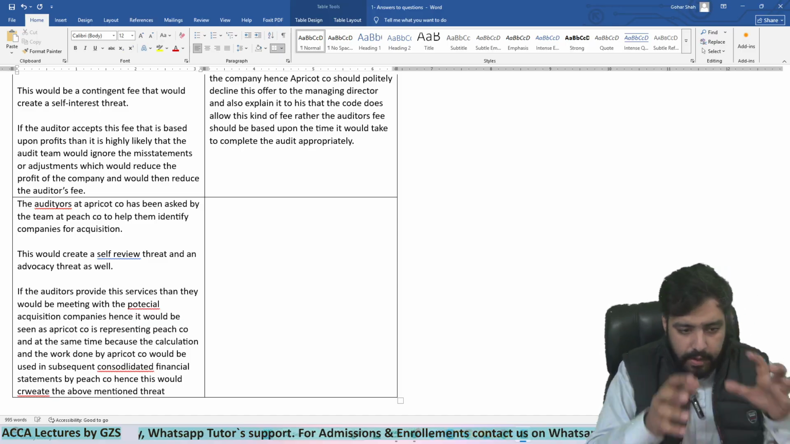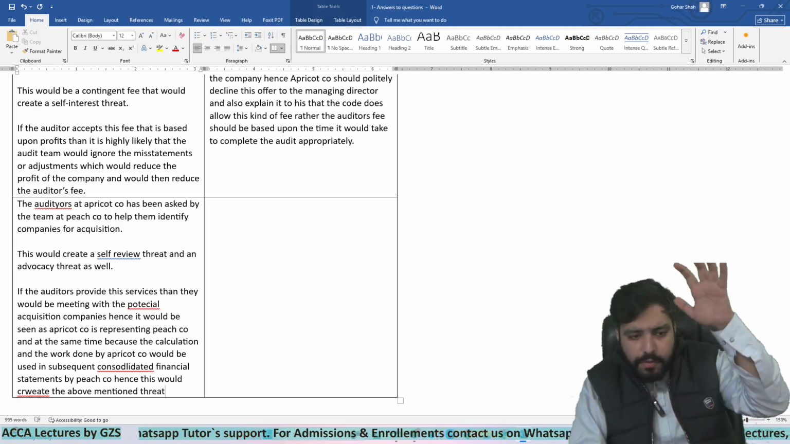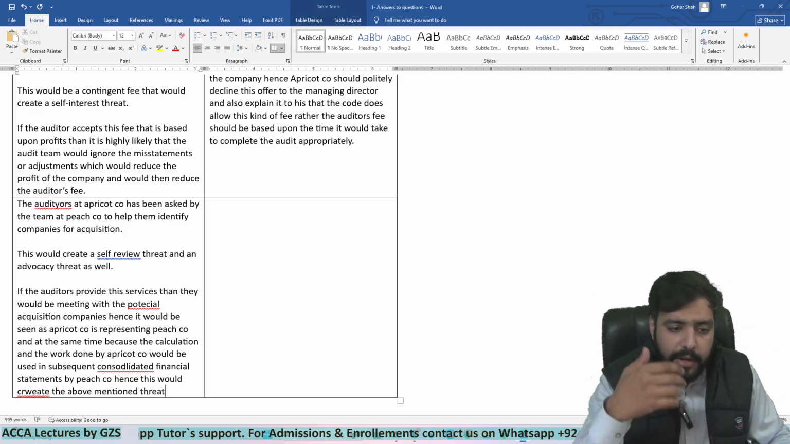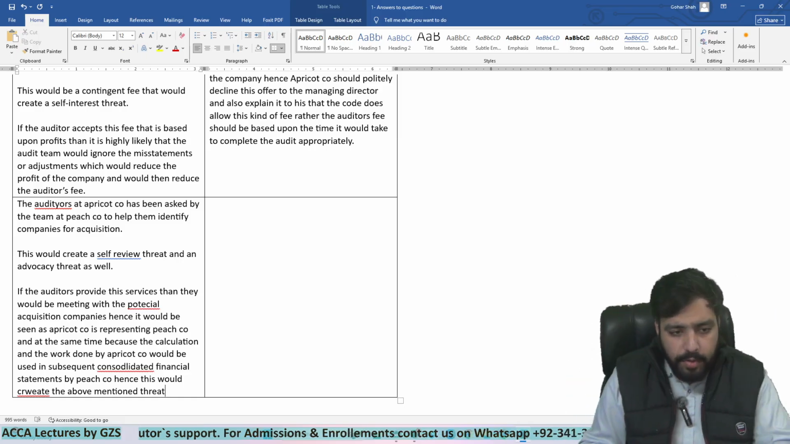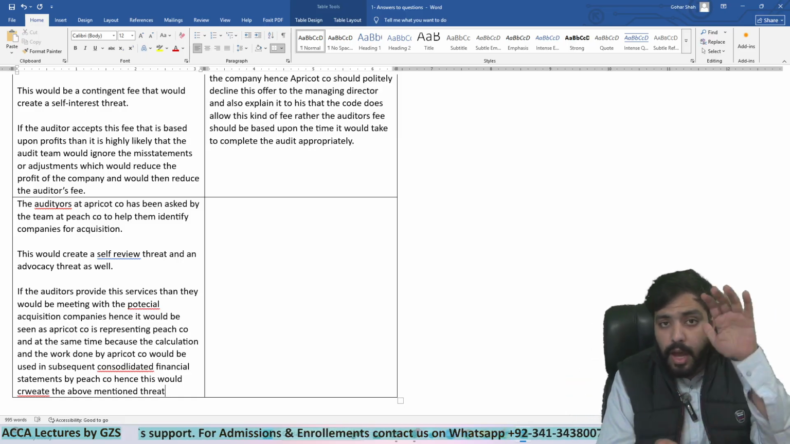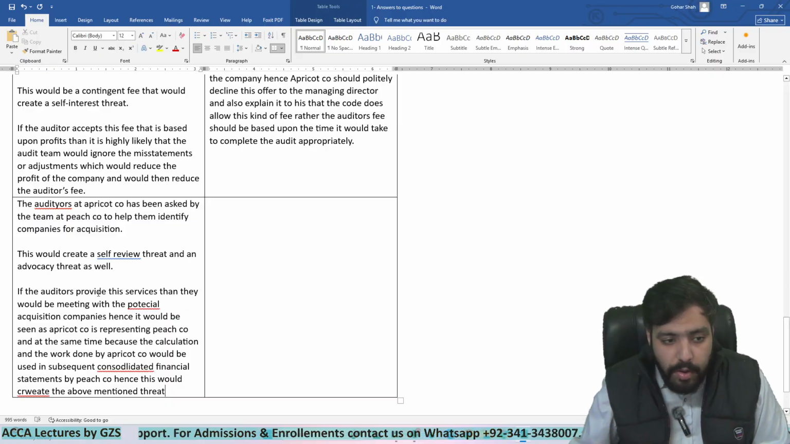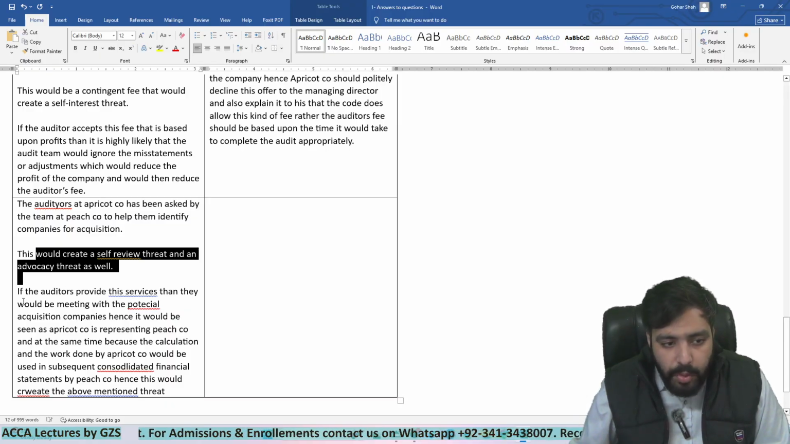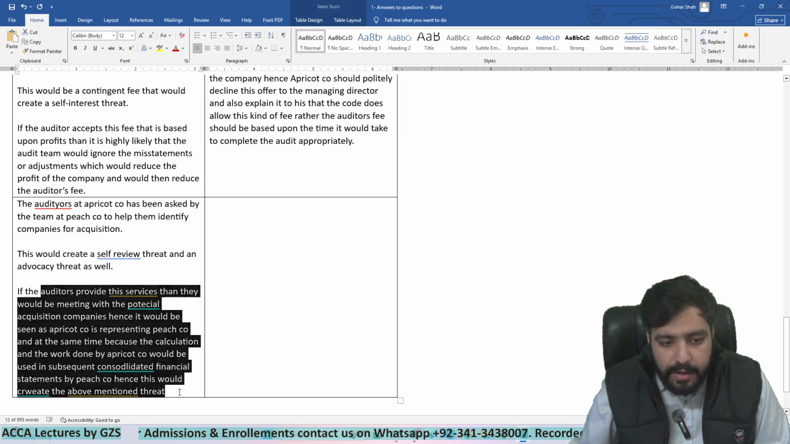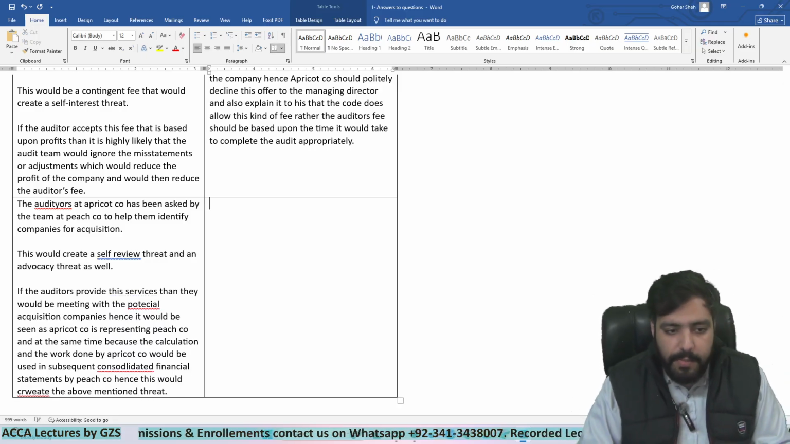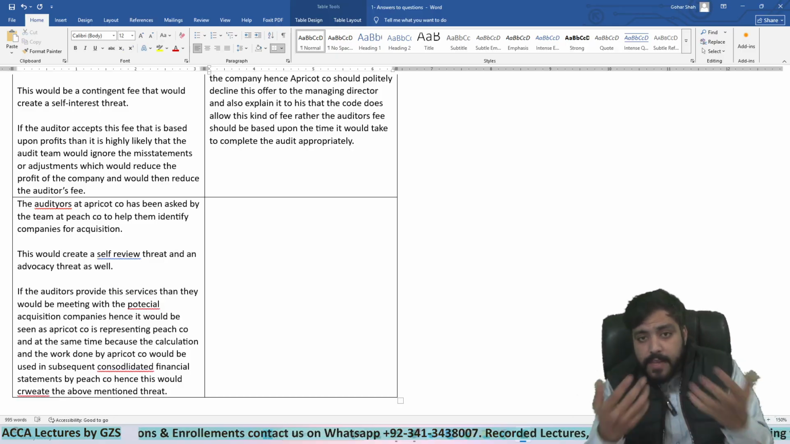Now, instead of increasing my answer, which would take a lot of time, mentioning every threat that it would create, a self-review threat and an advocacy threat, I simply mentioned the above mentioned threats because I've already mentioned the threats right here, and both of the reasons I've given in the same paragraph as well, which you can also do within the exam. Now, what is the appropriate safeguard for it?